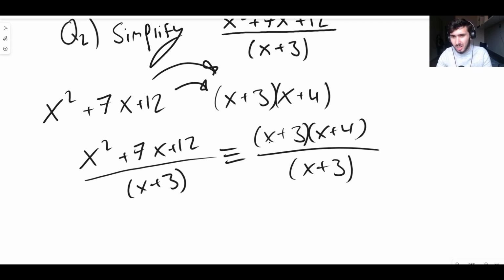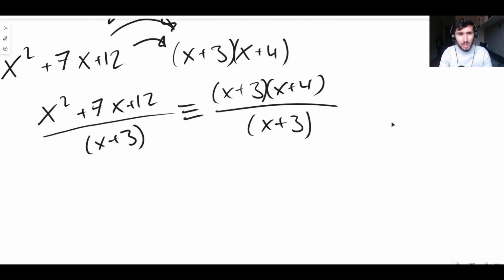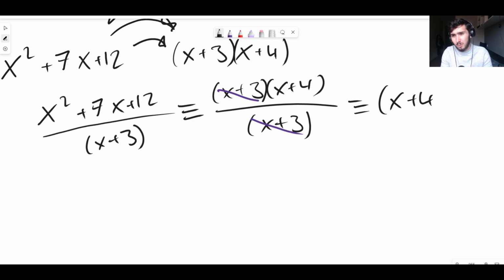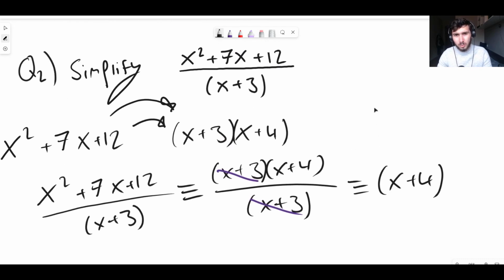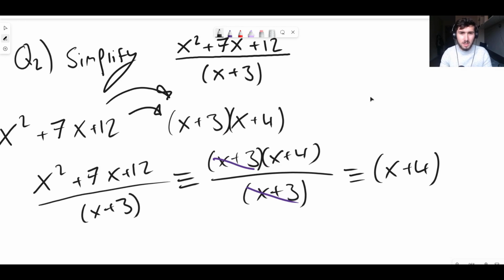But look at the beauty of this now, guys. Now we have a situation where things will cancel out very, very nicely. And so we get x plus 3, goodbye, x plus 3, au revoir. And then we can say that's equal to just x plus 4, just like that. So strangely, it doesn't look like it, but x squared plus 7x plus 12 divided by x plus 3 is actually the same thing as just x plus 4, which makes things very nice. So that's another example. Let's do one more question.